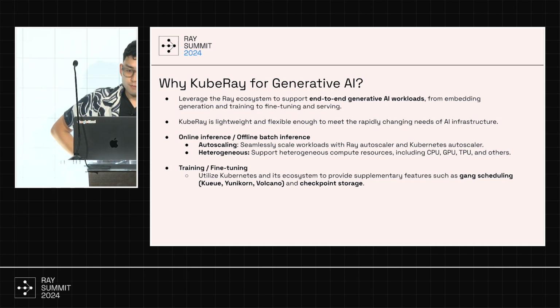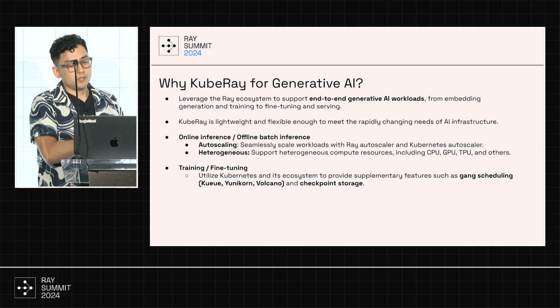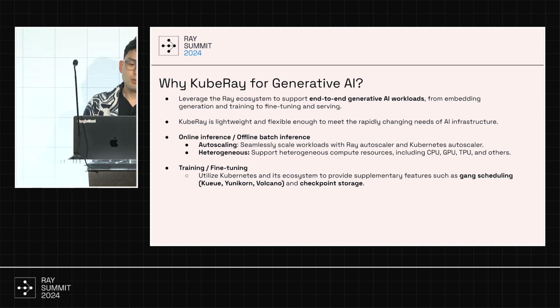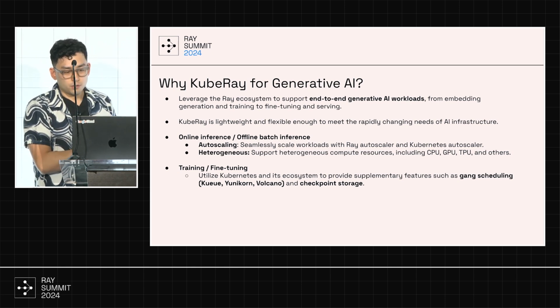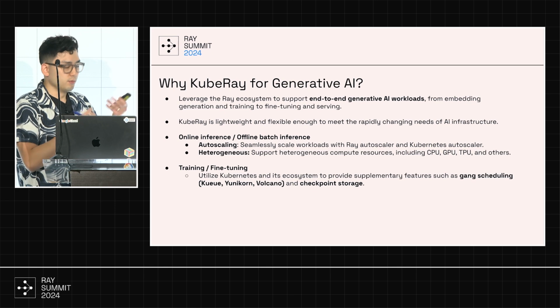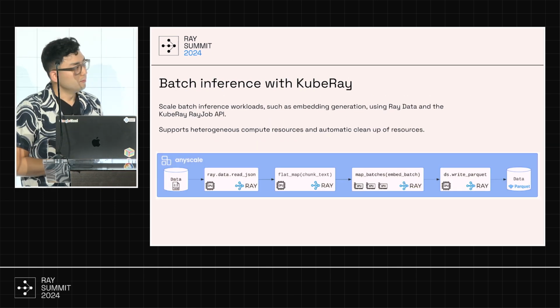KubeRay is also great for training and fine-tuning models, specifically because it can utilize Kubernetes and its vibrant ecosystem to provide supplementary features such as gang scheduling with advanced schedulers like Kueue, Unicorn, and Volcano, and distributed storage solutions using the vast ecosystem of CSI drivers. So let's dive a little deeper into these use cases.